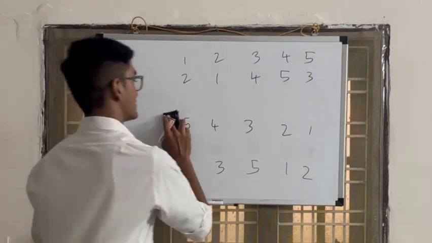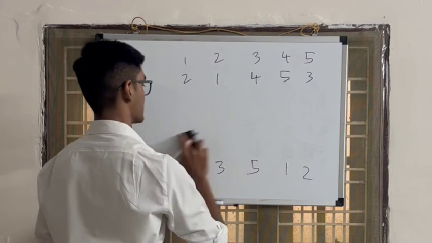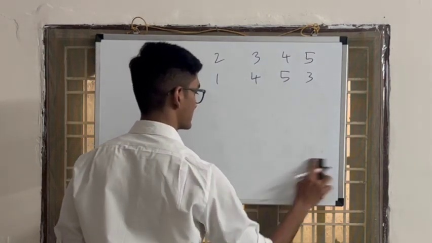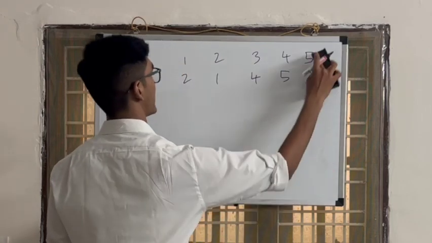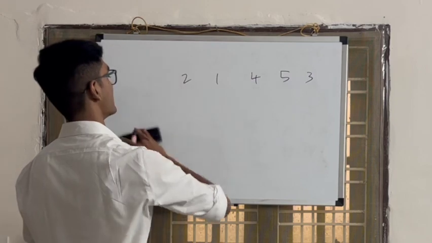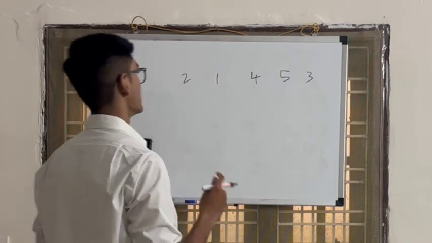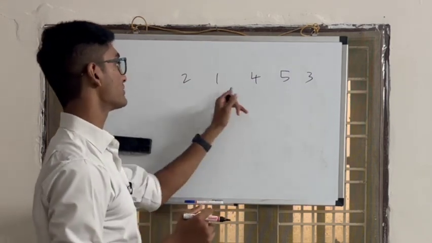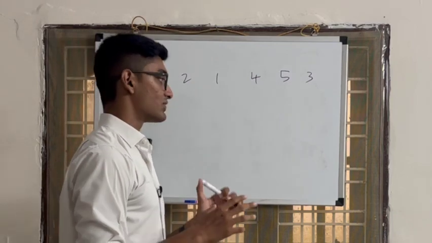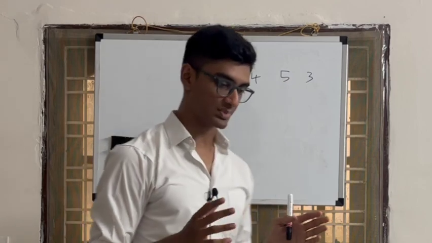So with this one, we basically have our answer, which is the permutation in which the array should be such that the differences are distinct, which is 2, 1, 4, 5, 3. See, the thing is, for this one, the code explanation is simple.